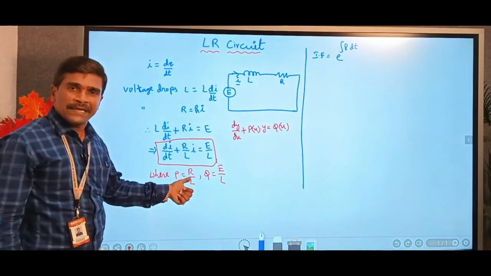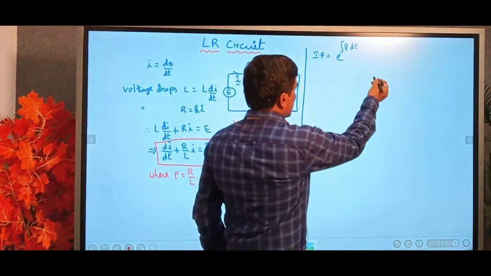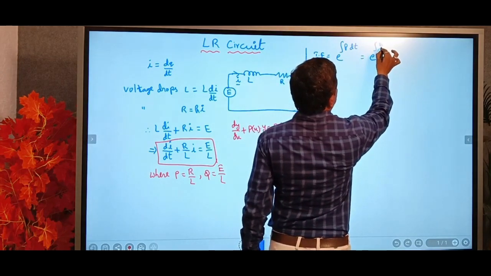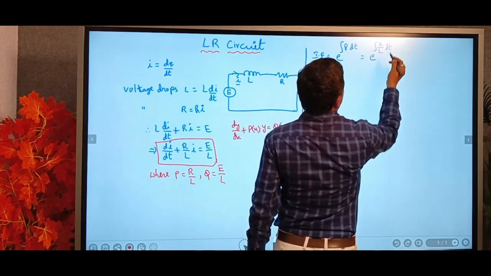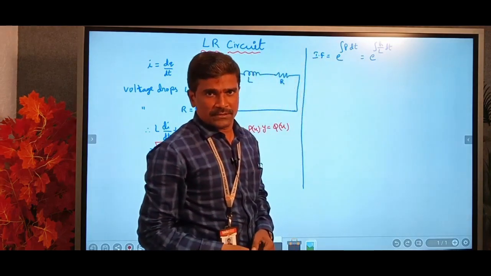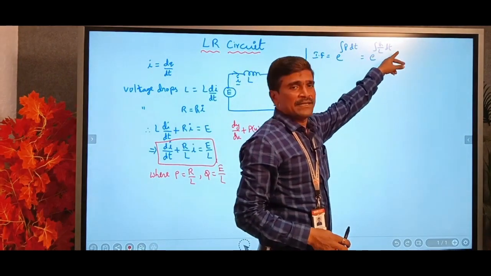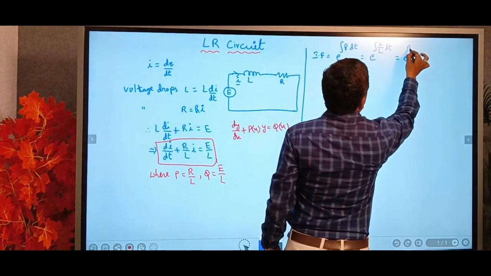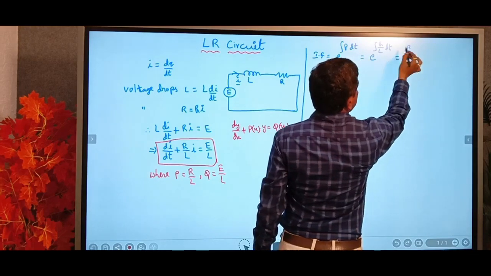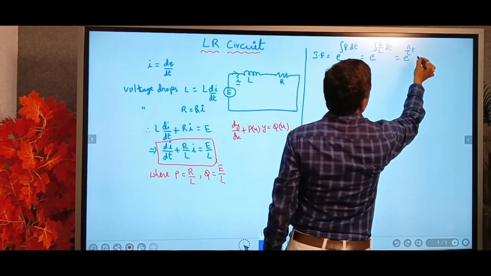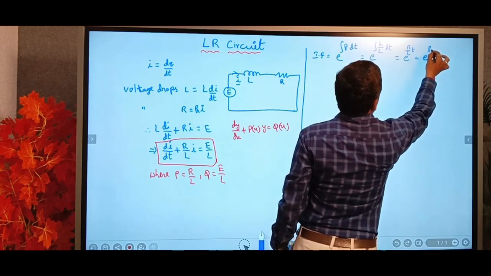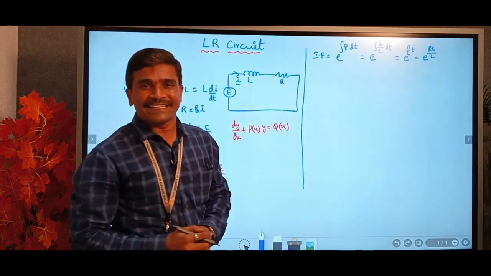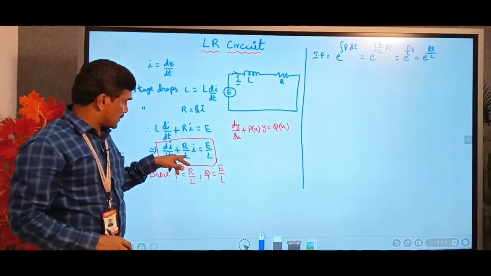What is P? P is R by L. Substituting, we get integral R by L dt. Here R by L is constant, so we have e power R by L times integral dt, and the integral of dt is t. Finally, we get e power Rt by L. That is the integrating factor.